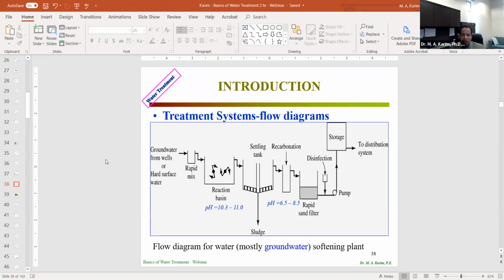So here is the other one, the flowchart for the groundwater softening plant. In this case, what is happening? The groundwater could be hard water. We'll define hardness a little bit later. The rapid mix, then we do the reaction here.